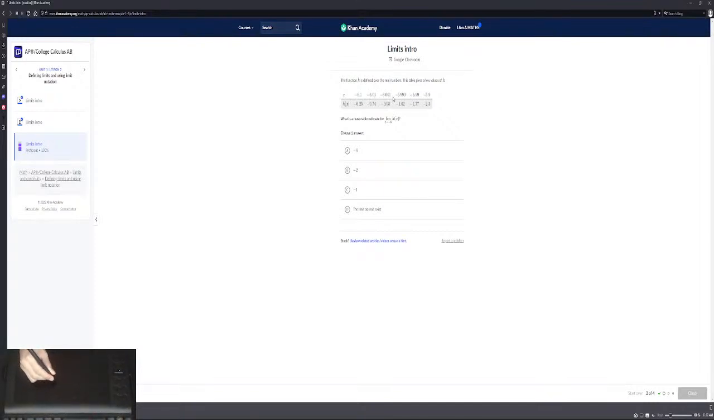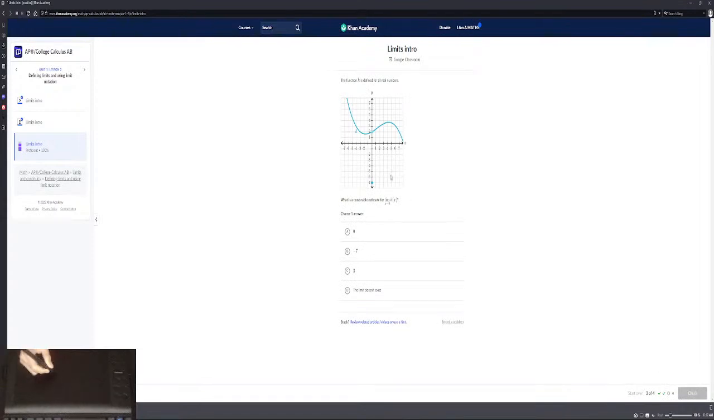It's approaching -6 from both directions, and the numbers aren't constant. So -1. There's a removable discontinuity here, and the function intersects the vertical line at 2.